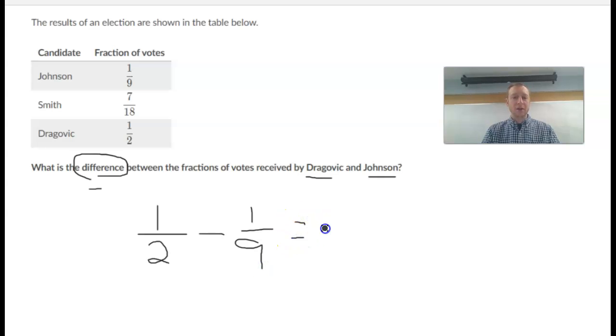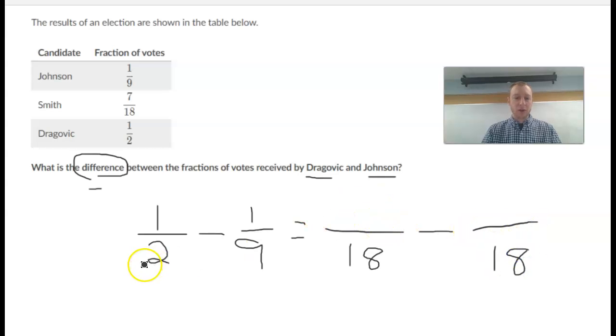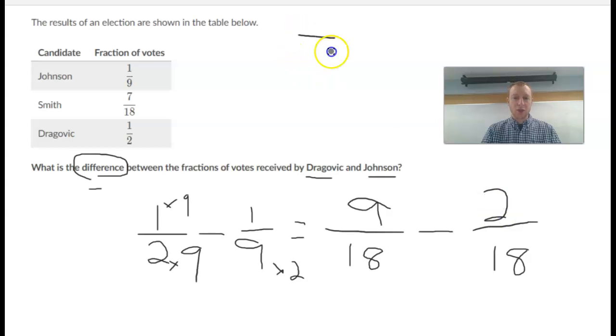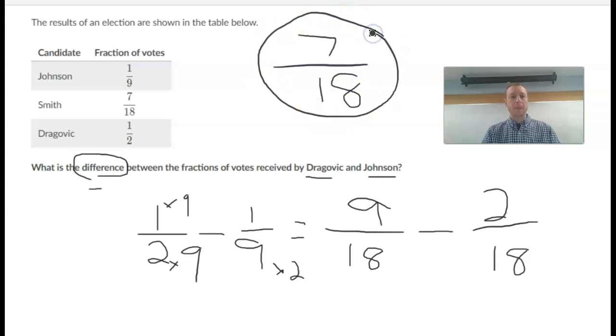What is the common denominator? The common denominator in this case is 18, right? 9 times 2 is 18. 2 times 9 is 18. That's the smallest common denominator. So let's make our numerators. 1 times 9 is 9. How do we get from 9 to 18? 9 times 2 is 18. 1 times 2 is 2. 9 minus 2 is 7, so the answer is 7/18. Okay. So I knew to subtract because it's talking about the difference. I just picked Dragovich and Johnson and subtracted them.